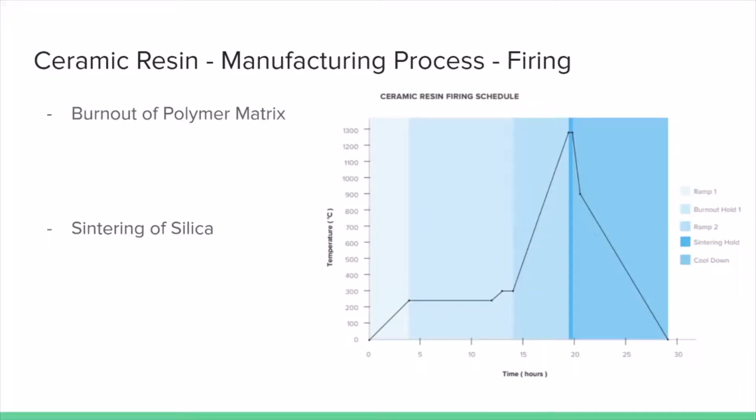In the firing process, the part is first taken up to the burnout temperature, which you can see here on this chart, at about 250 degrees, and held there for a number of hours to burn out and remove the polymer matrix that the silica was suspended in. Once that is done, the temperature is then drastically increased again here, as we can see, again over some number of hours, and then it is taken to hold at a sintering temperature for a few minutes, in which the silica is allowed to enter a semi-liquid state, helping it fuse together and strengthen the overall material.